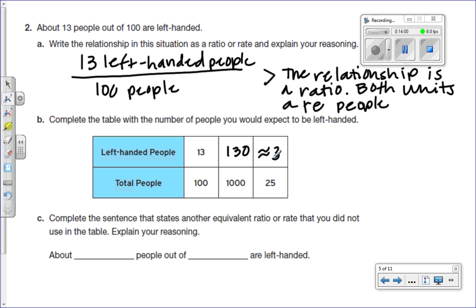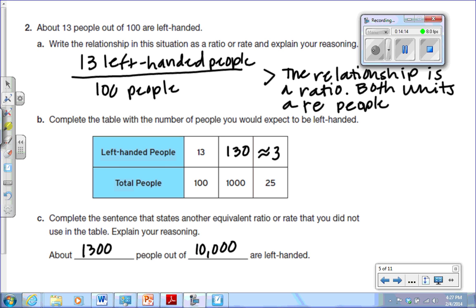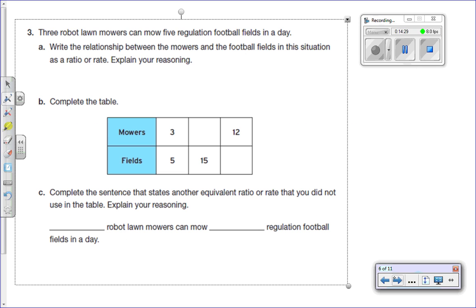Part C, complete the sentence that states another equivalent ratio or rate that you did not use in the table. Explain your reasoning. I'm going to let you do that one by yourself, and I'll write down an example, and you can come back and check yourself. In my example, I simply used the scale factor of 100. So I said 13 times 100 gave me 1,300. 100 times 100 gives me 10,000.